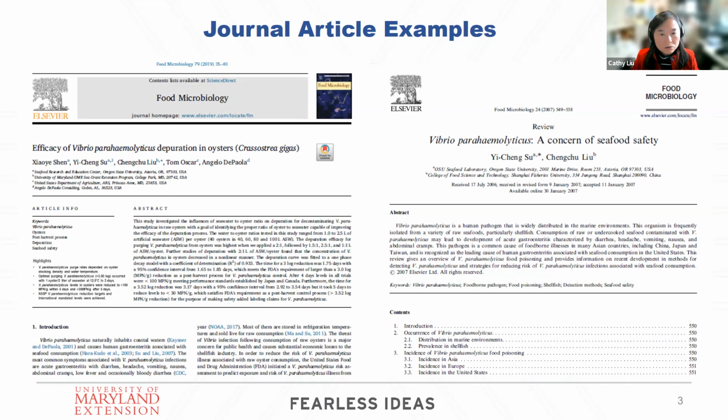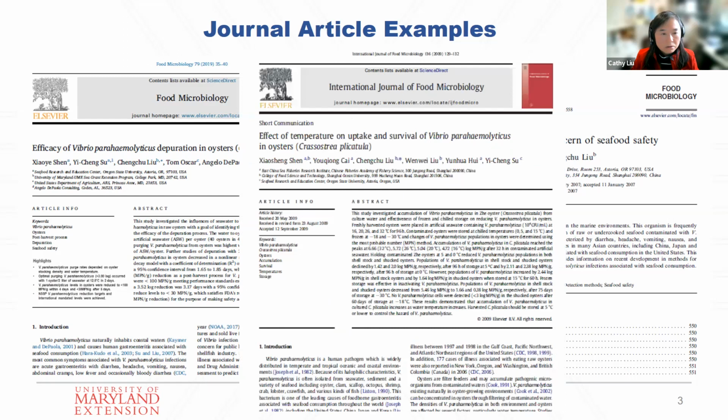There are also some other types of journal article, depending on the journal. This is another example. It's called a short communication, sometimes called research notes. It's basically a shorter version of an original journal article.